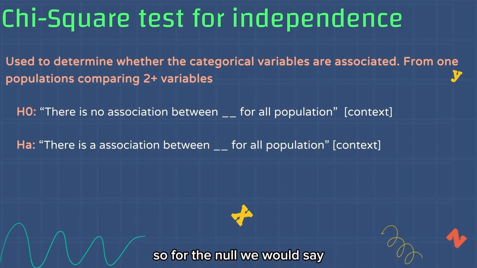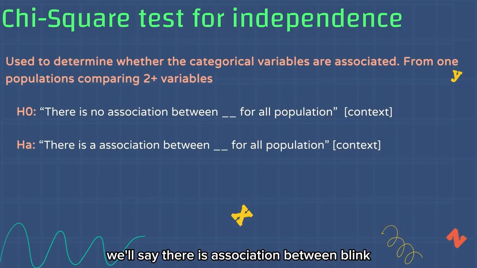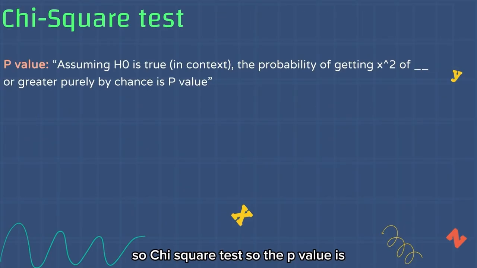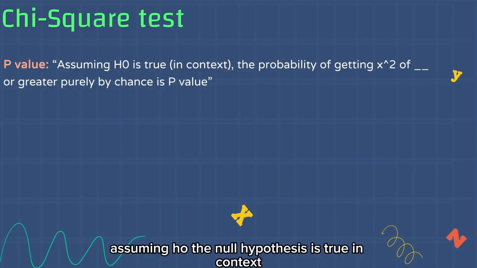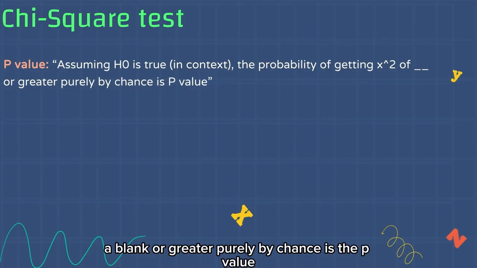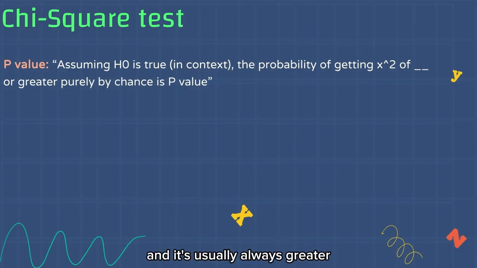So for the null, we would say that there is no association between blank for the whole population. And for the alternative hypothesis, we'll say there is an association between blank for the whole population. So chi-square test. The p-value is assuming H0, the null hypothesis, is true. In context, the probability of getting a chi-squared, X-squared, of blank or greater purely by chance is the p-value. And it's usually always greater because we're squaring the values and we're just seeing what's above it.